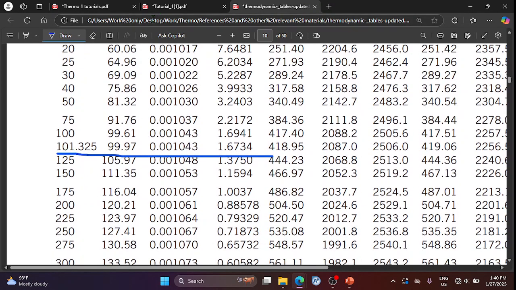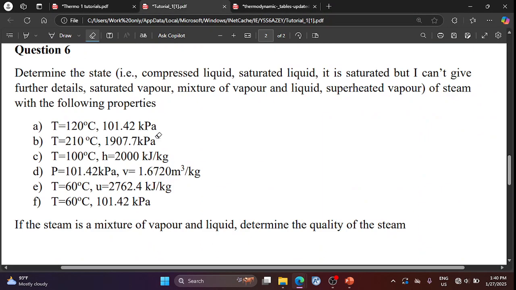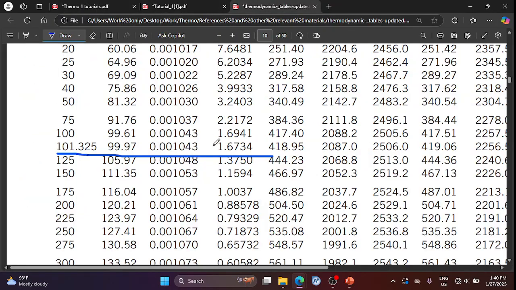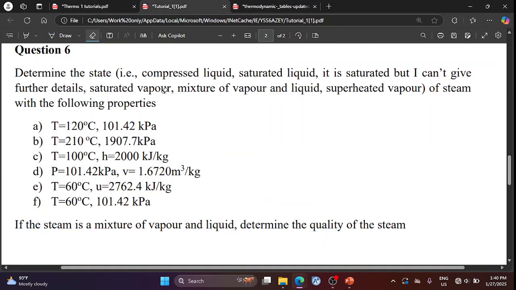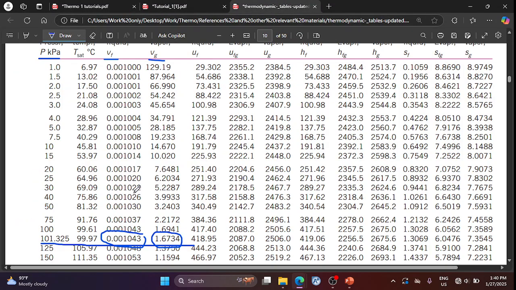Okay, now we are looking at the specific volume of 1.6720, but if we check our tables, this is the specific volume. So this is the specific volume up here for the liquid and for the vapor. So this value here is for the liquid, and then this value here is going to be for the vapor. Now the answer we are looking for is 1.6720. 1.6720 is in between those two values. So it means that it's also going to be a mixture of vapor and of liquid.